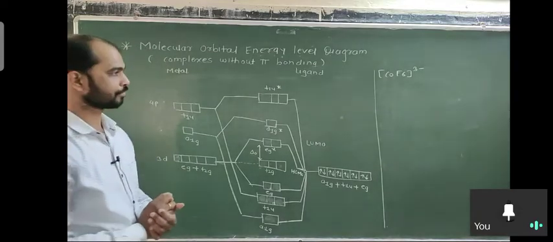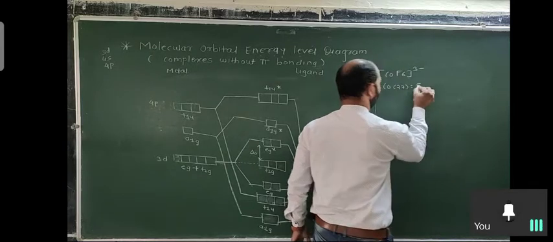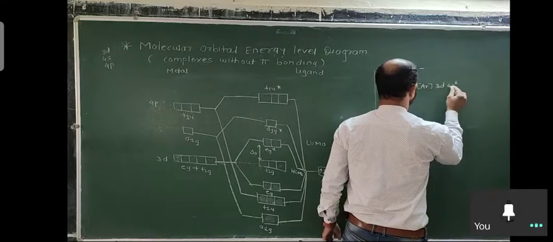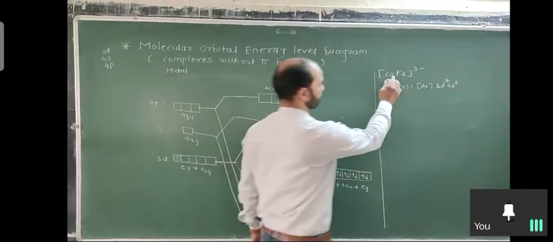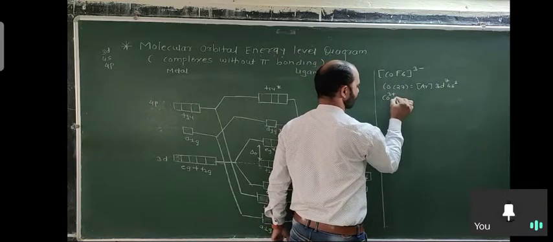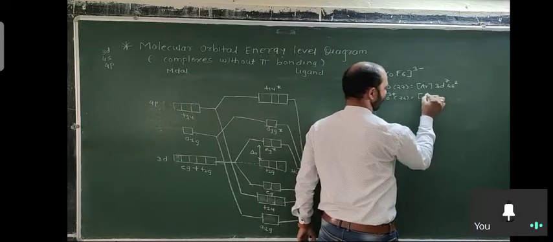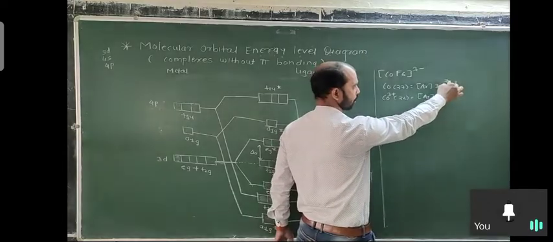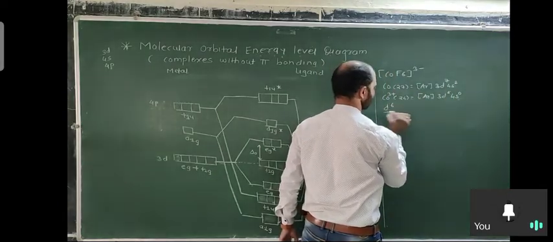CoF6 3 minus. So cobalt, atomic number 27, electronic configuration Ar 3d7 4s2. Here cobalt has plus 3 oxidation state, it is minus 3, minus 6, so here is a plus 3. So cobalt exists in plus 3 oxidation state, that means 3 electrons are lost, so 24 electrons remain. So Ar, 2 electrons lost from 4s and the third one lost from 3d, so 3d has only 6 electrons, 4s has 0 electrons, so here the system is a d6 system.